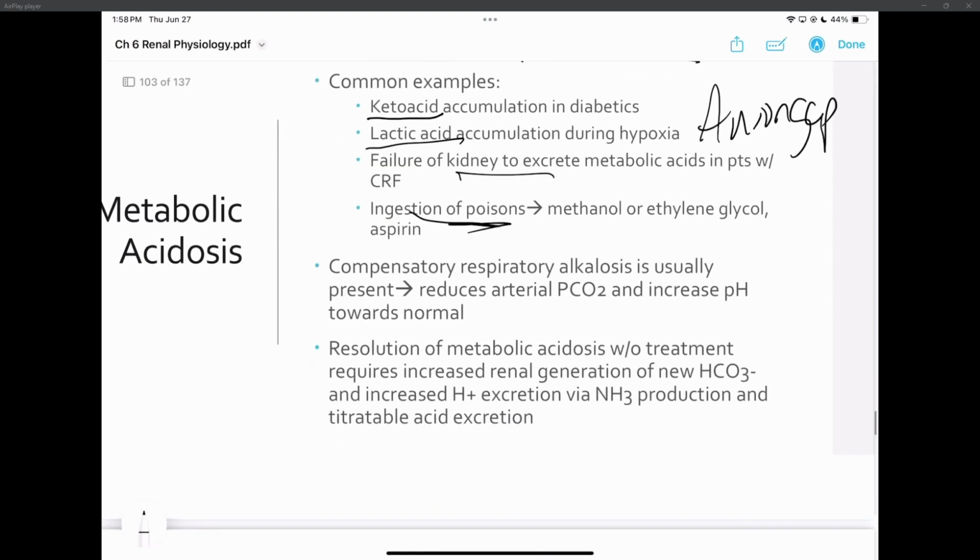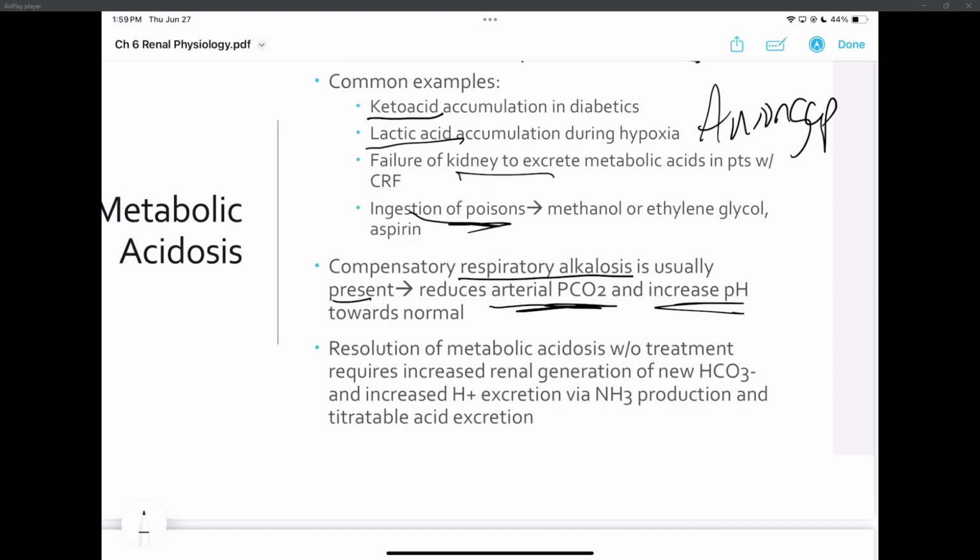So with metabolic acidosis, we compensate with the opposite one. If it's a metabolic derangement, we compensate respiratory. If it's a respiratory problem, we compensate metabolically to offset those changes. So the compensatory respiratory alkalosis is usually present, reduces CO2, and will hope to increase your pH towards normal. That's the compensation.